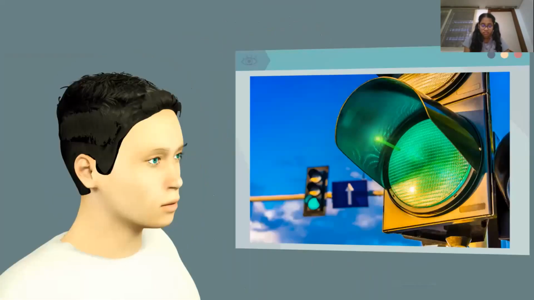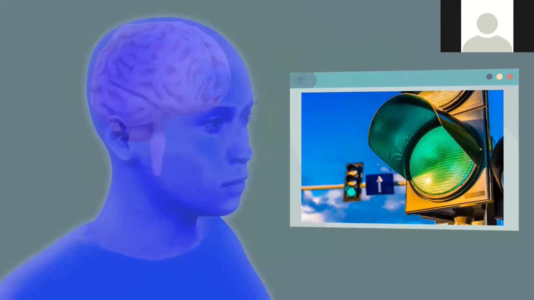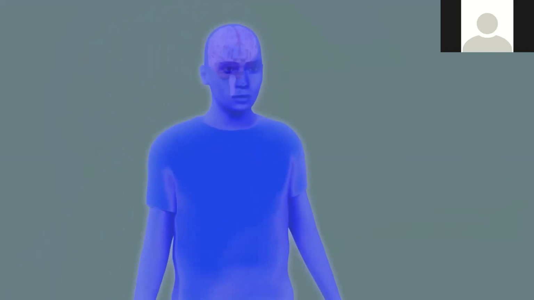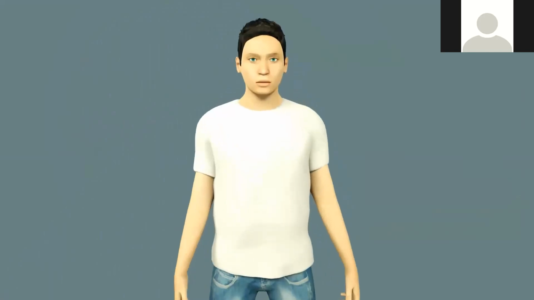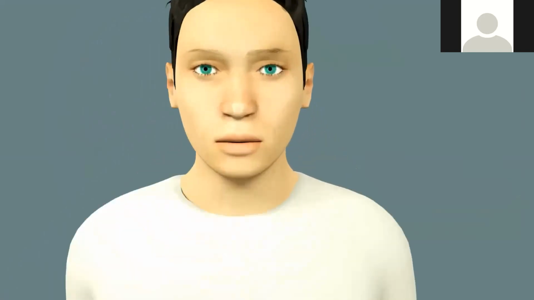Imagine you see the green traffic light. The eye will transmit the information to the brain, and this will signal the muscles to move so that we can start crossing the street. These are the parts of the eye.